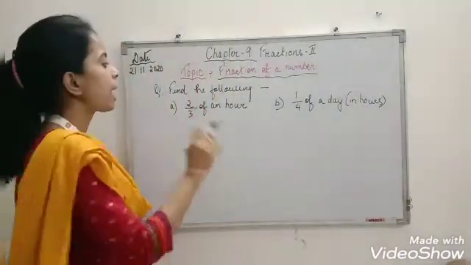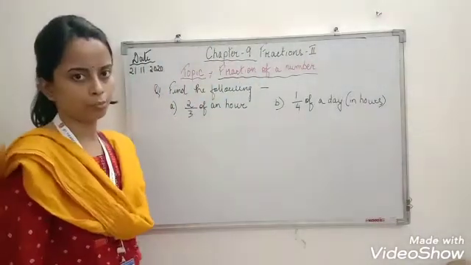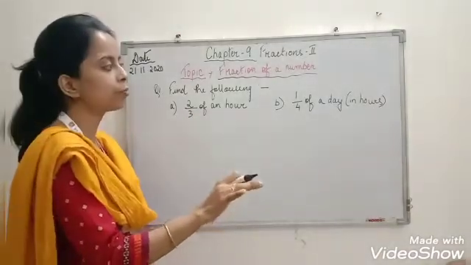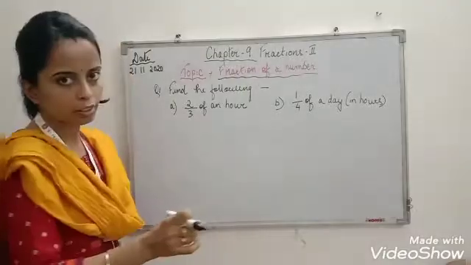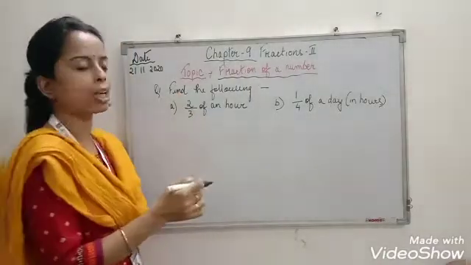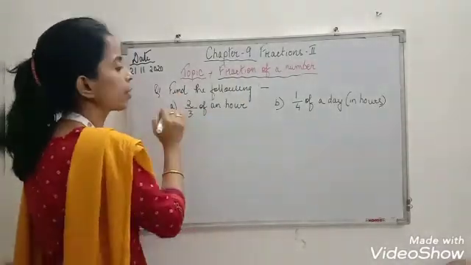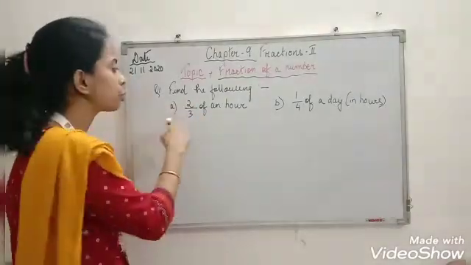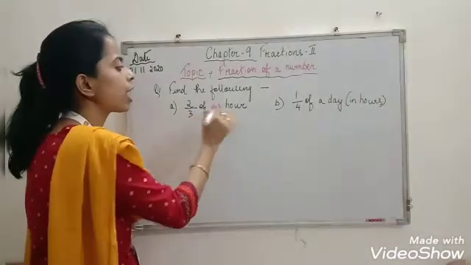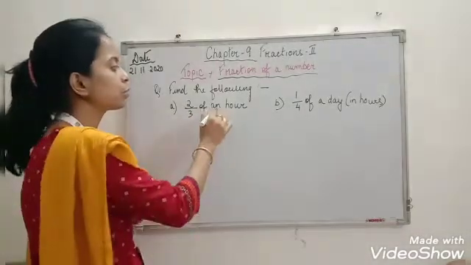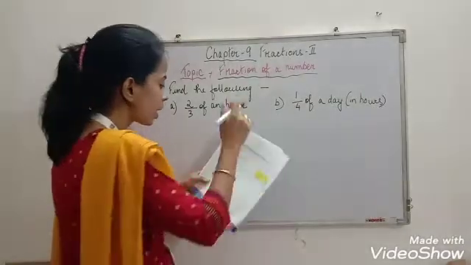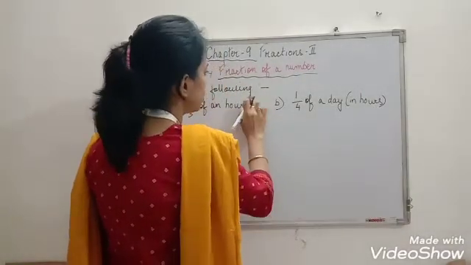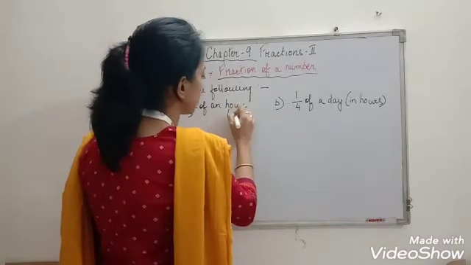So children, I have taken only 2 examples of how to find the fraction of a number. Just look at it. The first one is: find the following. Number A, 2/3 of an hour. 2/3 of an hour, in brackets I will write, in minutes.